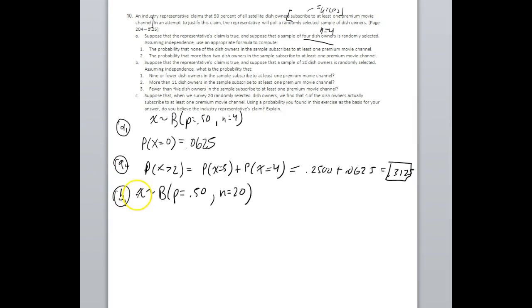Okay, so B1 is asking us, what is the probability that 9 or fewer dish owners in the sample subscribe to at least one premium movie channel? 9 or fewer. So that is the probability of x is less than or equal to 9. And this is just going to be, unfortunately, the probability that x equals 9 plus the probability that x equals 8 plus the probability that x equals 7, all the way on down to the probability that x equals 0.